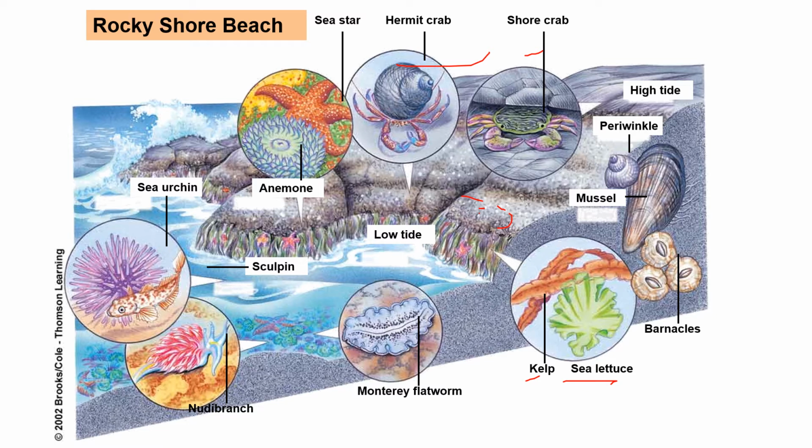Then you will find lots of flatworms. You will find barnacles and mussels. Barnacles are very dominant in the rocky shore region. Then the mussels, the periwinkle, and the sea urchin, which you will find below the water. So these are basically the rocky shore organisms that are available in the ocean rocky shore region.